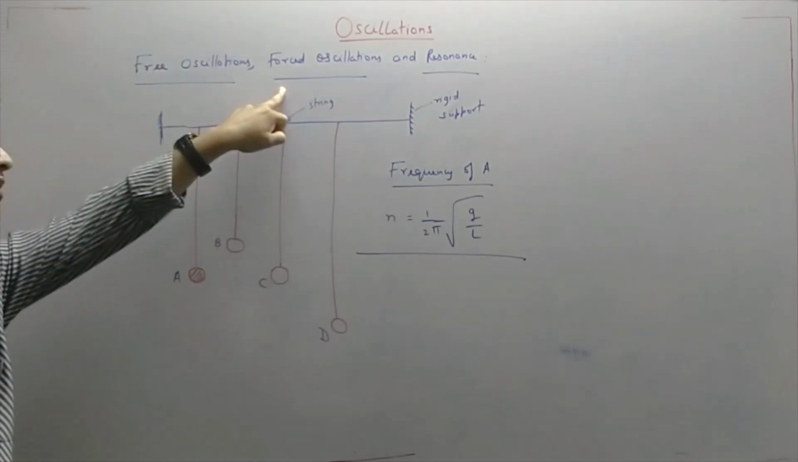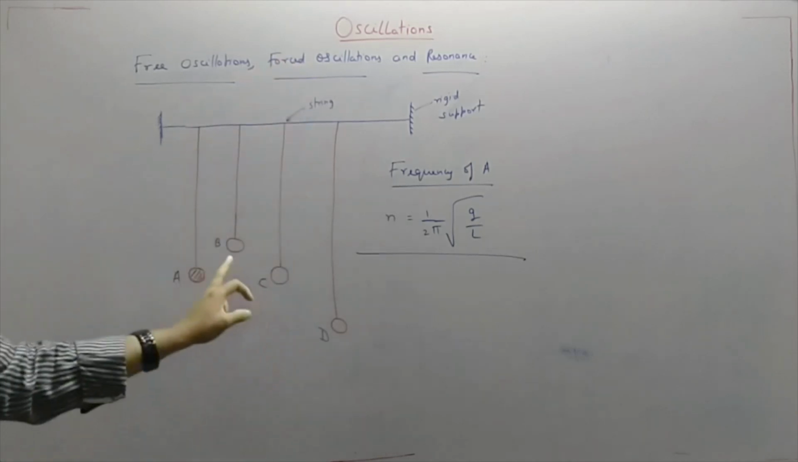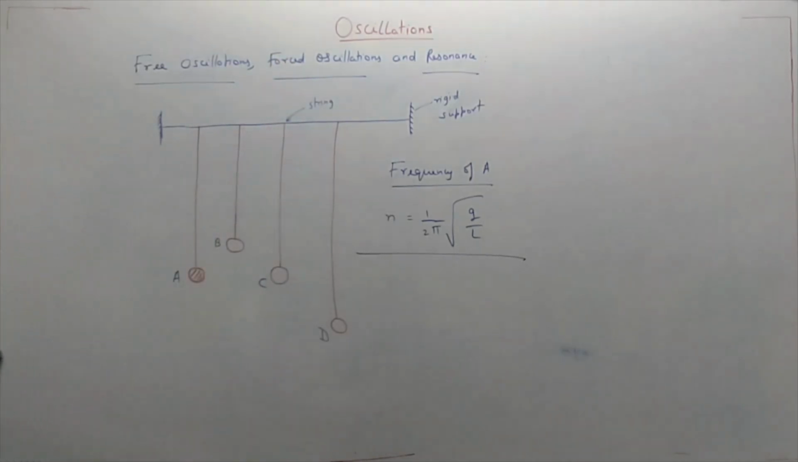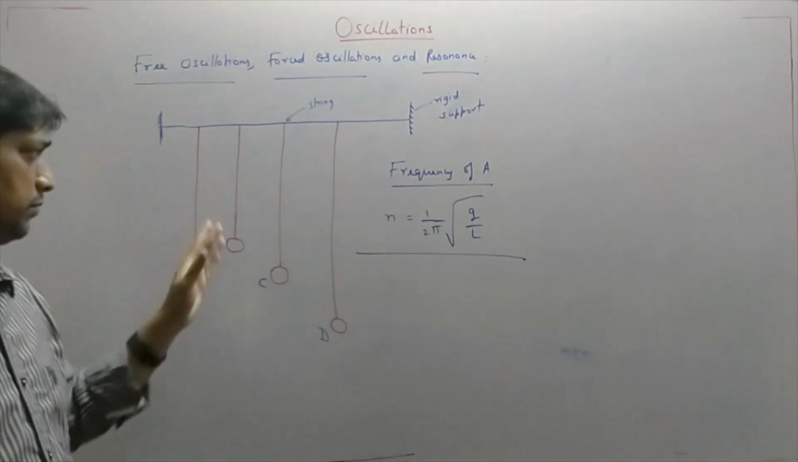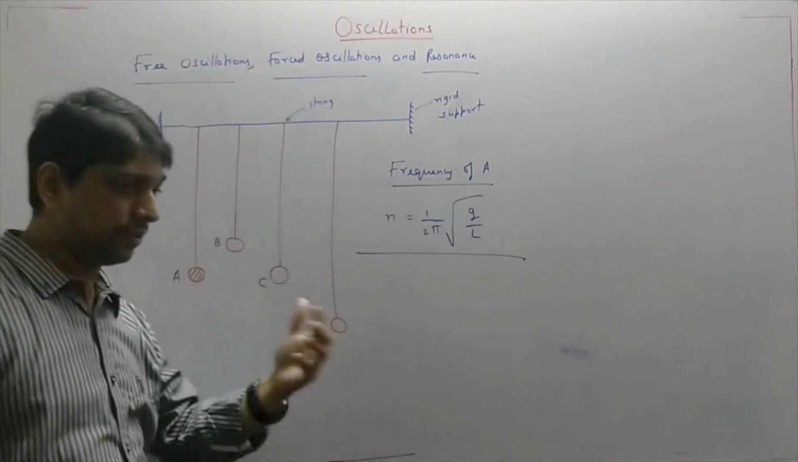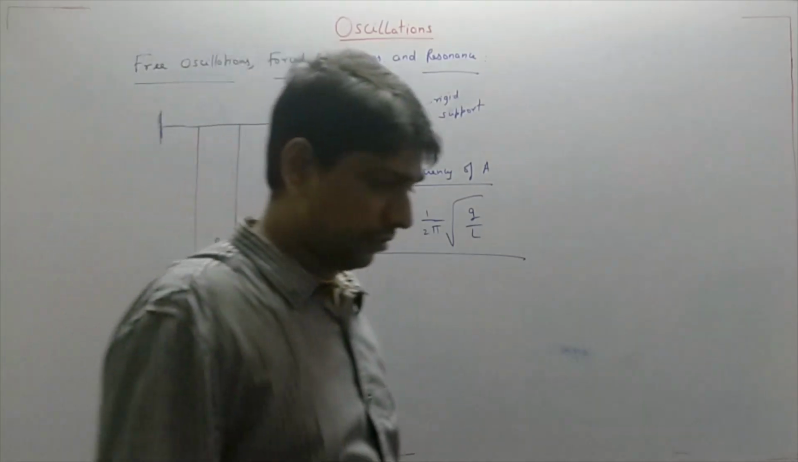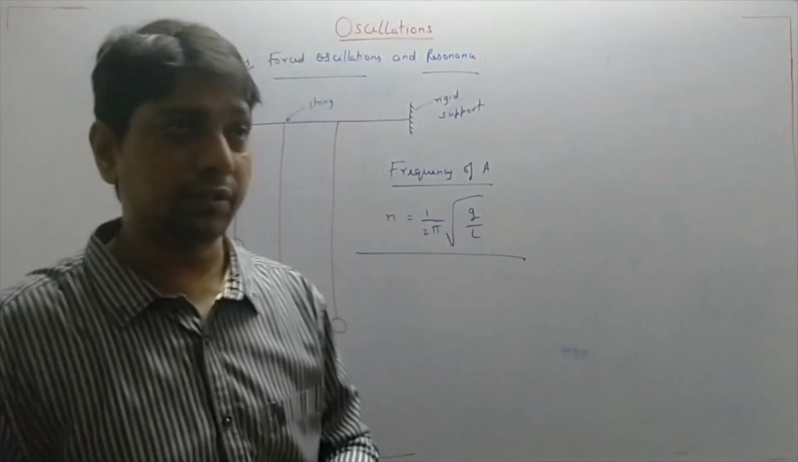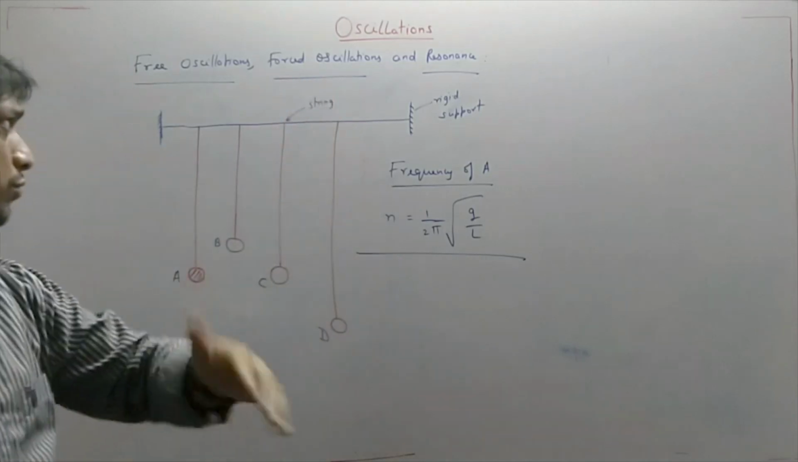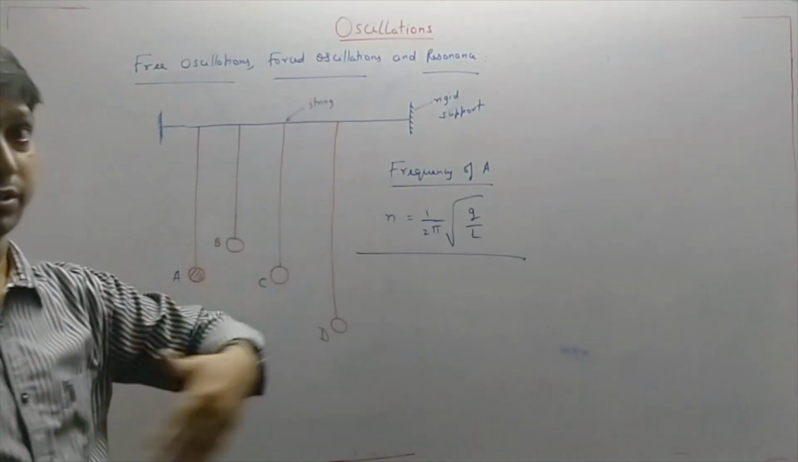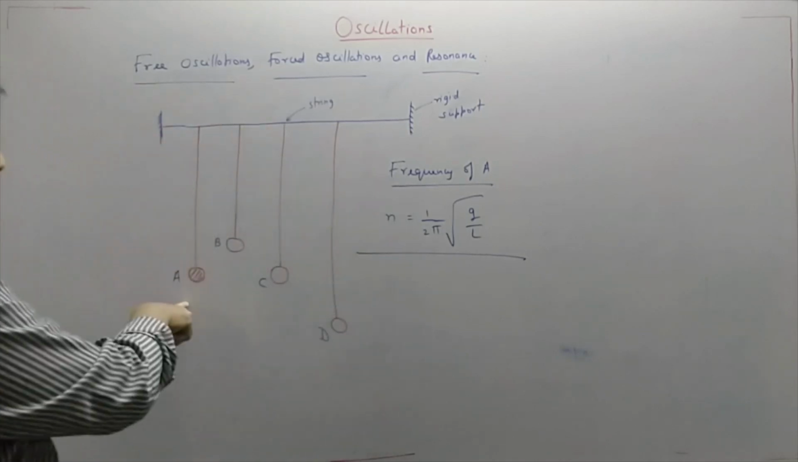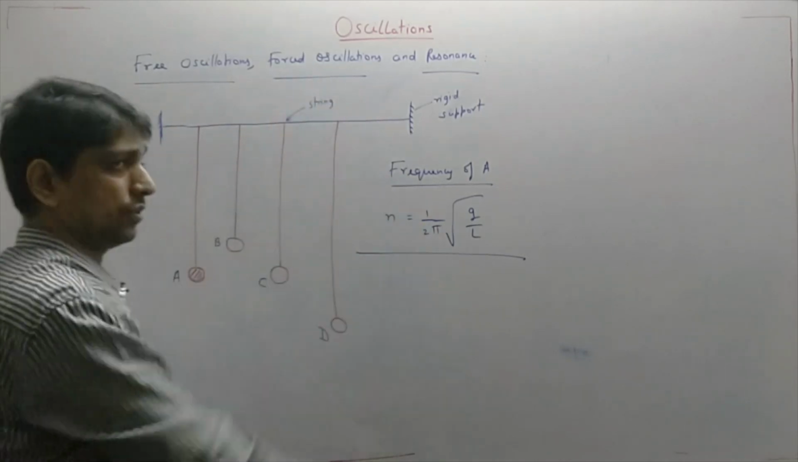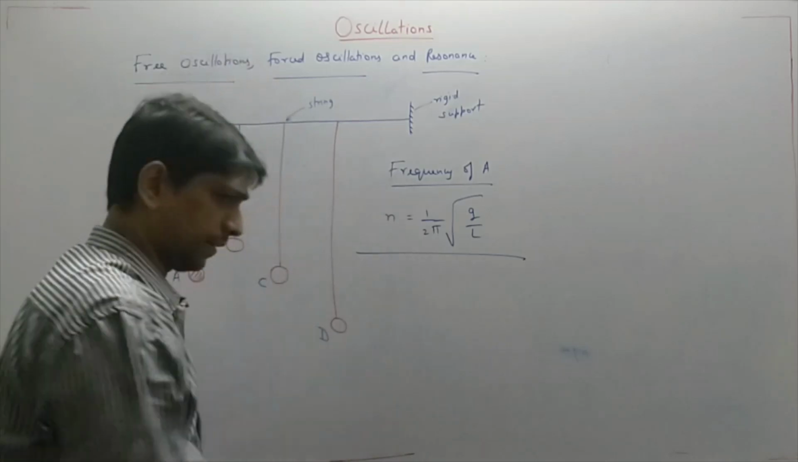So forced oscillation is occurring in B, C and D due to transfer of energy through the string from A. Because of A, energy is transferred to B, C and D, and they will start oscillating on their own, with forced oscillation, due to forced vibration. This type of oscillation, where they have a frequency other than the frequency of A, is called forced oscillation.